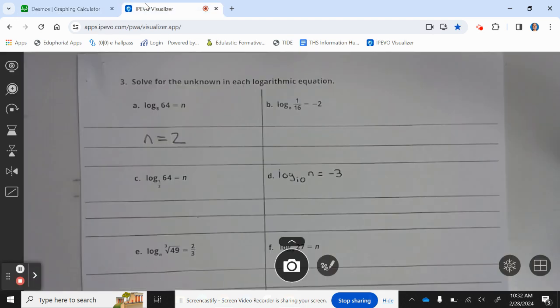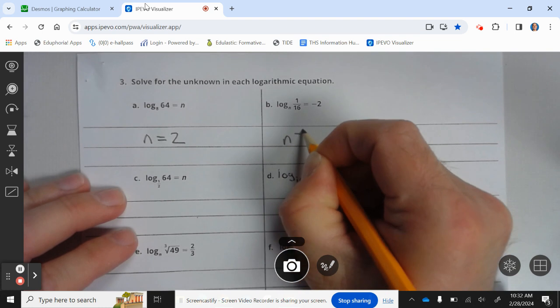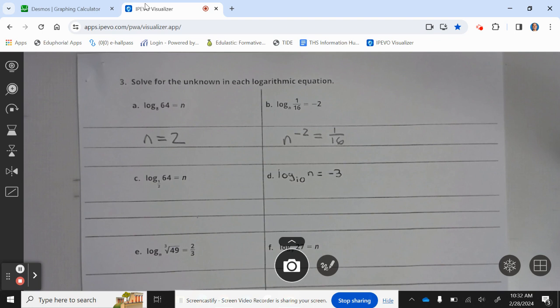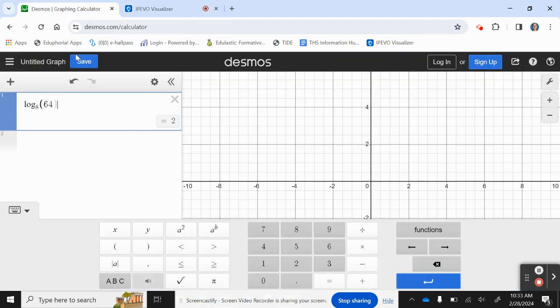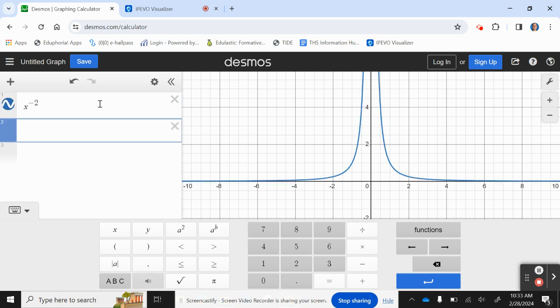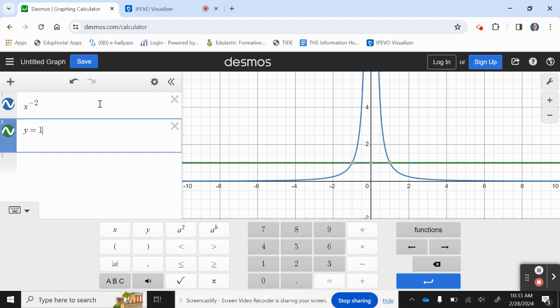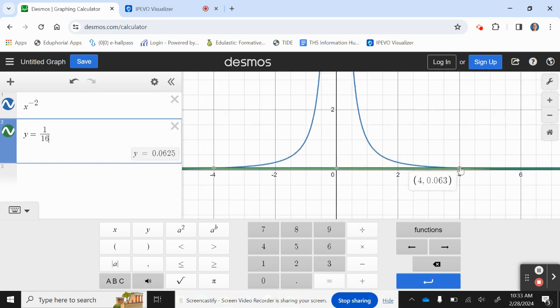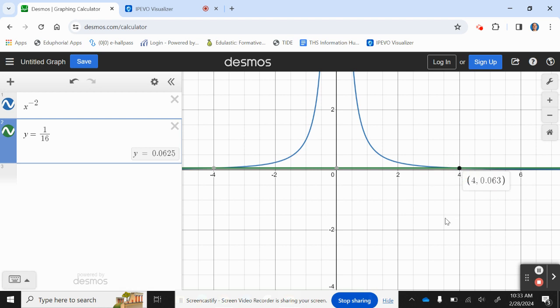Now, b, you can rewrite that as n to the negative 2 equals 1 divided by 16. And we can use Desmos to solve that. So we're going to graph. We have to change n to x. y equals x to the negative 2, and y equals 1 divided by 16. Now, you're looking for the point of intersection, and you only want the positive point, which in this case is 4. So n equals 4.